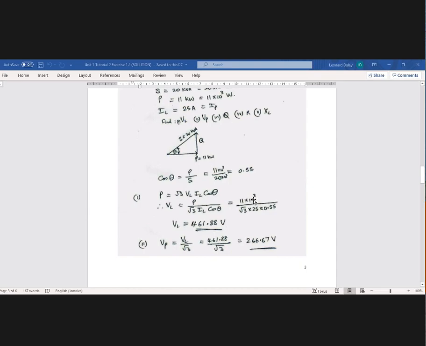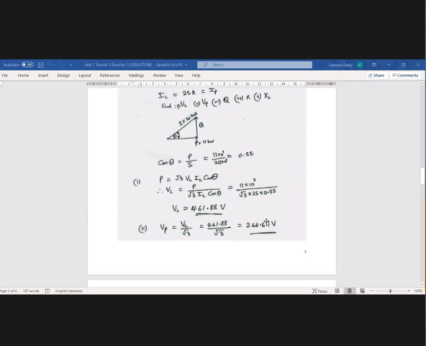So it's 11 kilowatts divided by the root 3 times the 25 for IL, and the power factor is 0.55. So VL works out to be approximately 462. And V phase then would be VL over root 3, 266.67.